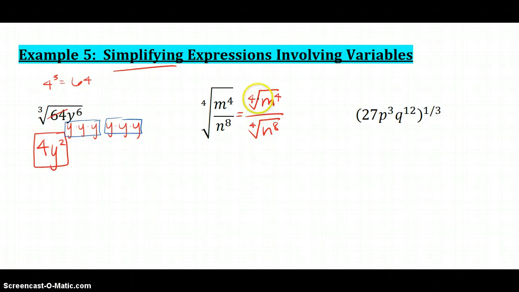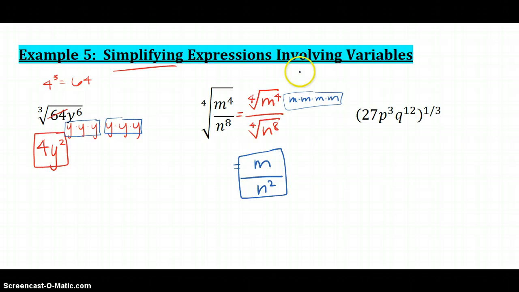And then from there, remember we're working with variables, so m to the 4th means that there are 4 m's underneath here. And the 4th root asks how many groups of 4 are there? Well, there's just 1. So your top is going to be m over, here there's 8 n's, so how many groups of 4 are there? There are 2. So this would be your answer.